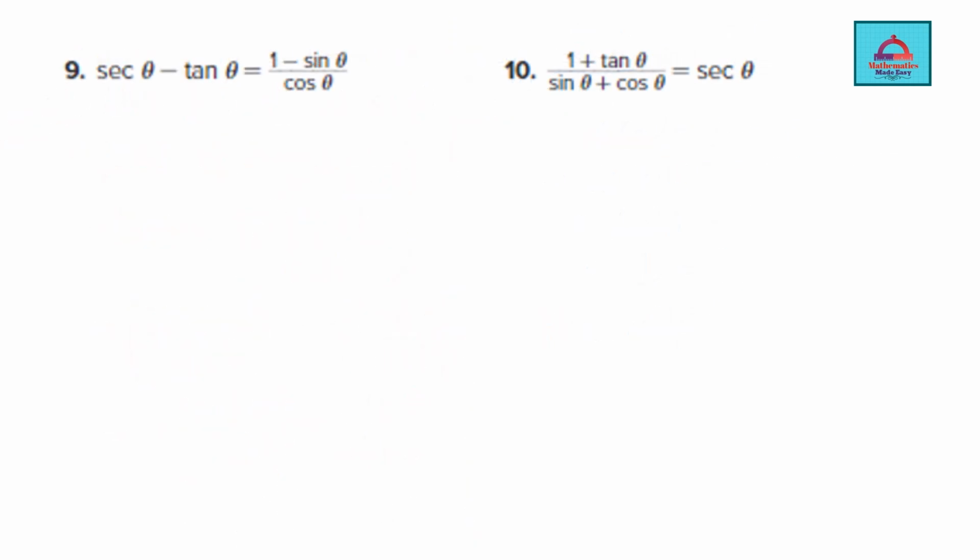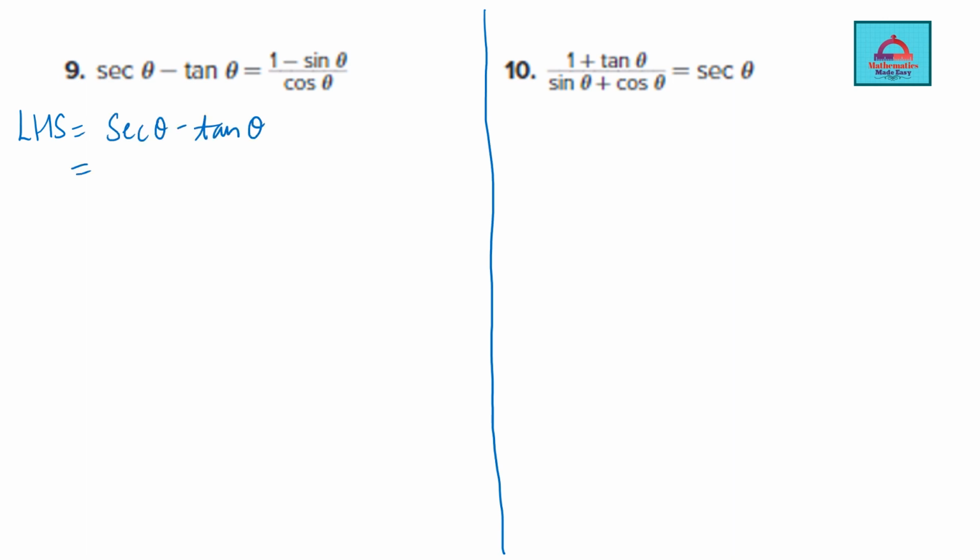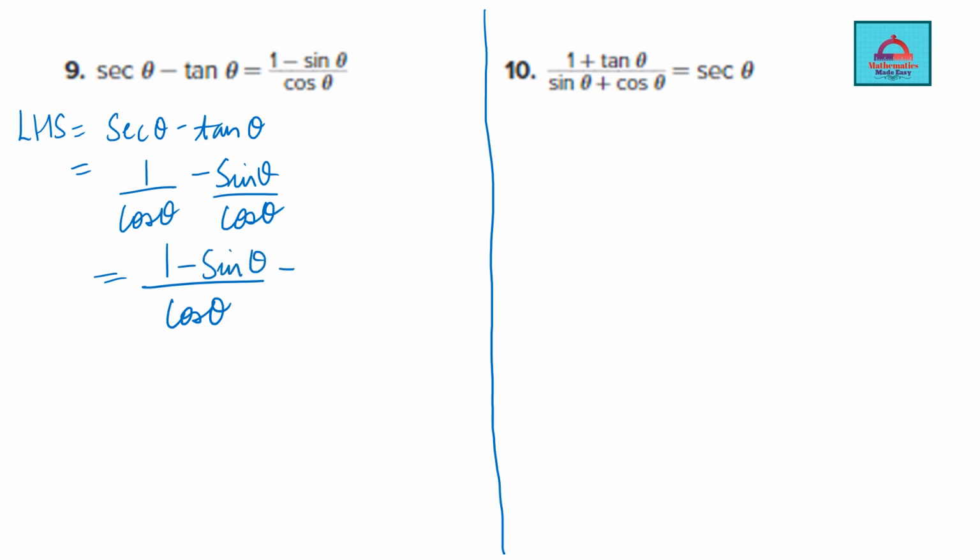Let's do the last two problems of verifying trigonometric identities. So here we are going to start with the left hand side. Secant theta minus tan theta. Let's convert to sine and cos. So this will be 1 over cos theta minus sine theta over cos theta. Just take the LCM. So what you get is your right hand side. Very easy question. Both sides are equal, so it is verified that it is an identity.